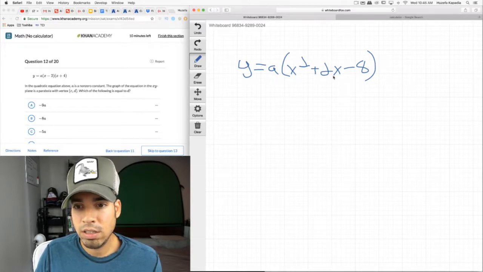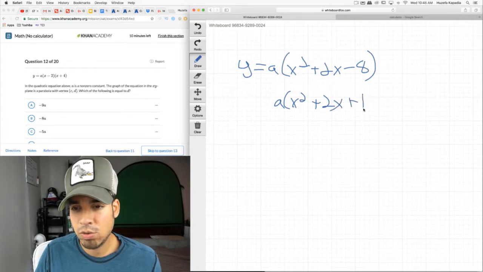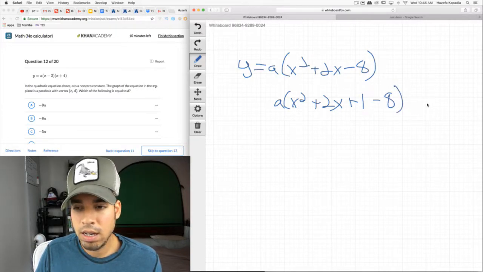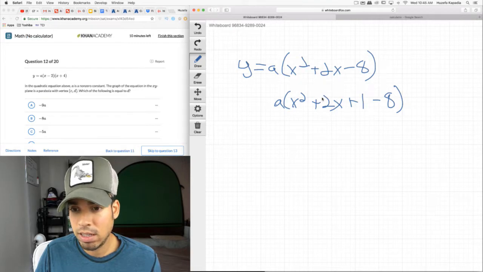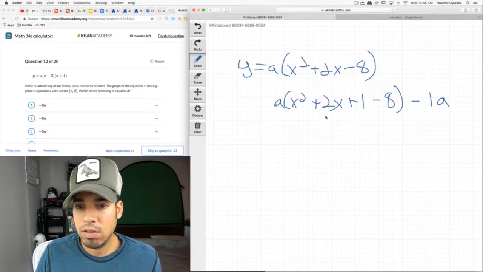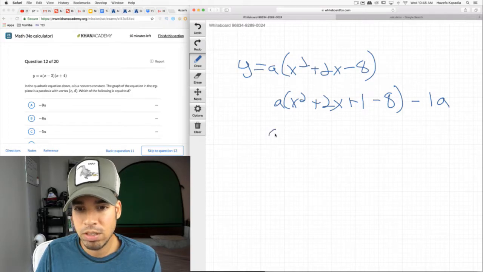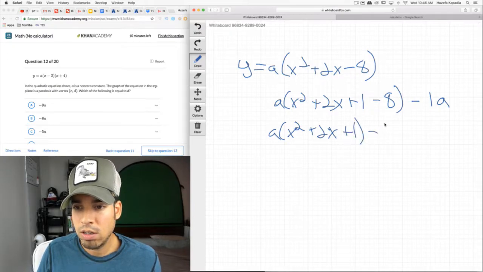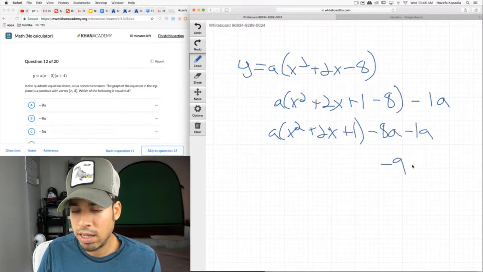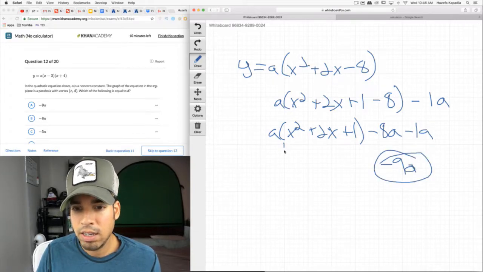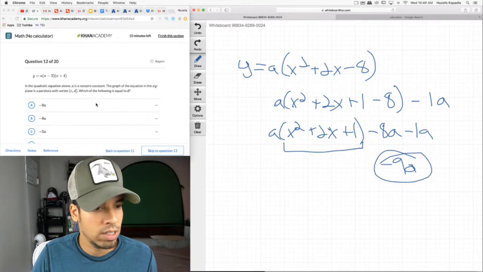And then we need to complete the square. A times x squared plus 2x. Half of this squared is 1, minus 8. And then since I'm adding 1a, because we have to think about that distribution, I have to subtract 1a. And then I'm also going to distribute this and get that out of this parentheses. So we're going to have a times x squared plus 2x plus 1, minus 8a minus 1a, and this becomes minus 9a. So it's negative 9a. This will give us our c term, but we don't care. They're not asking about that, so it's negative 9a.